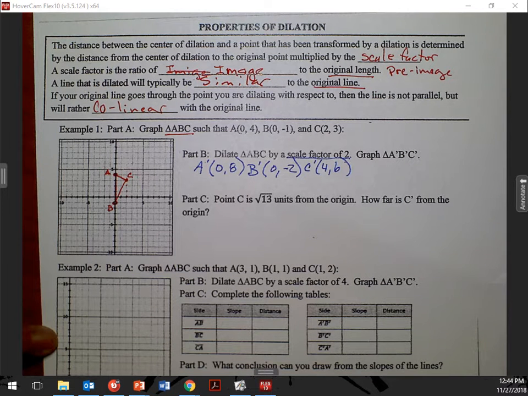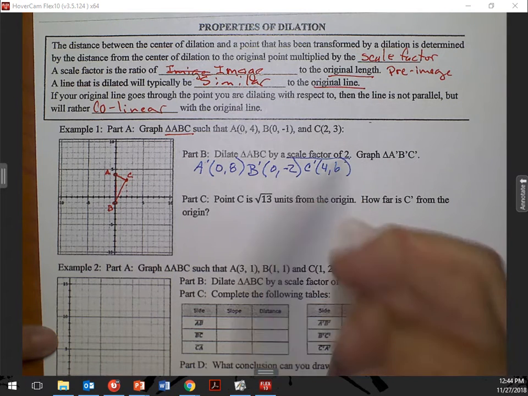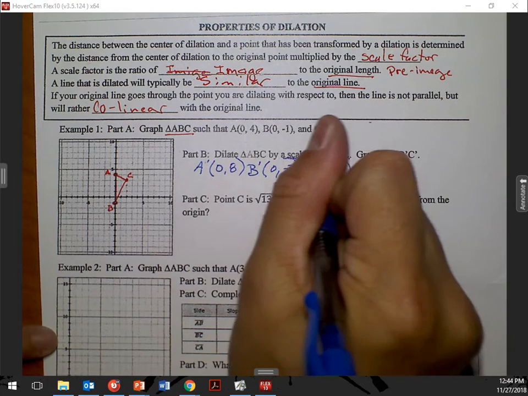Yes, now we're going to put this on there. Yes, go ahead. Why is the scale factor 2? Because it said scale factor 2. Right here, it actually gives you a scale factor of 2. It tells you to do it.